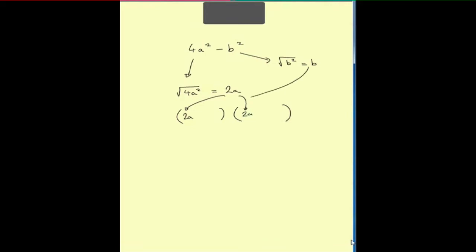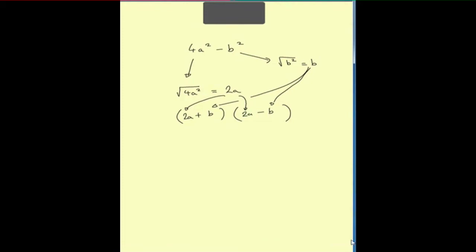Okay, it's time for another example. So let's have a look at this one here. 4a squared minus b squared. So what we do, we take each one in turn and square root it. So that's going to be equal to 2a, and then b squared, square root of b squared is equal to b. Construct two brackets, put the 2a in each one, as well as the b. And put plus there and a minus there. So we end up with 2a plus b and 2a minus b.